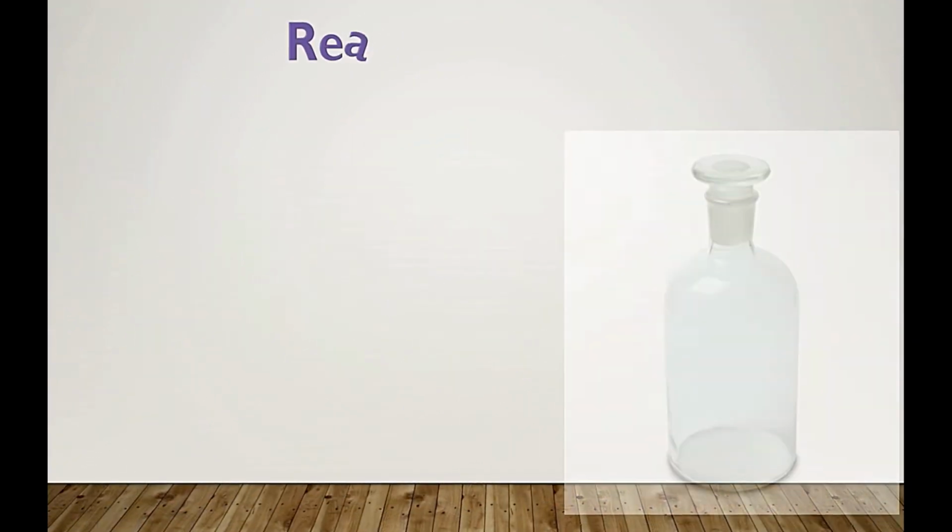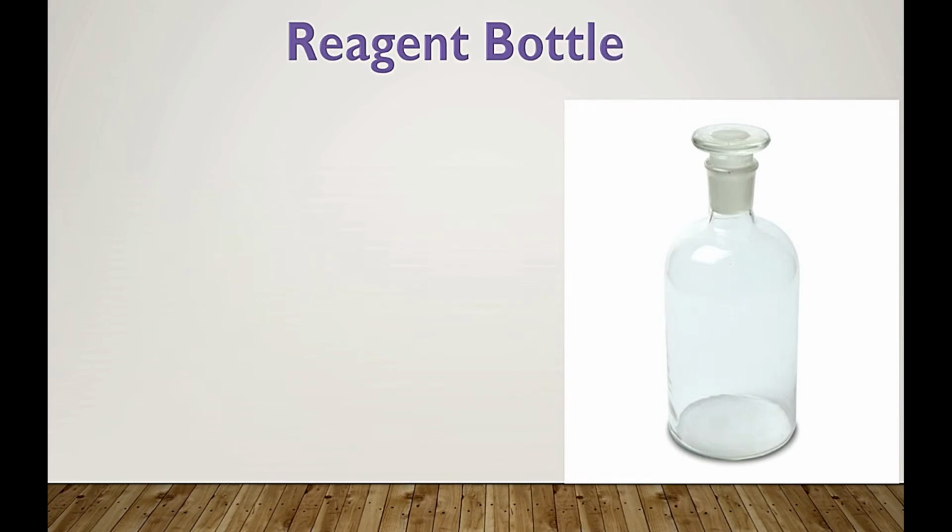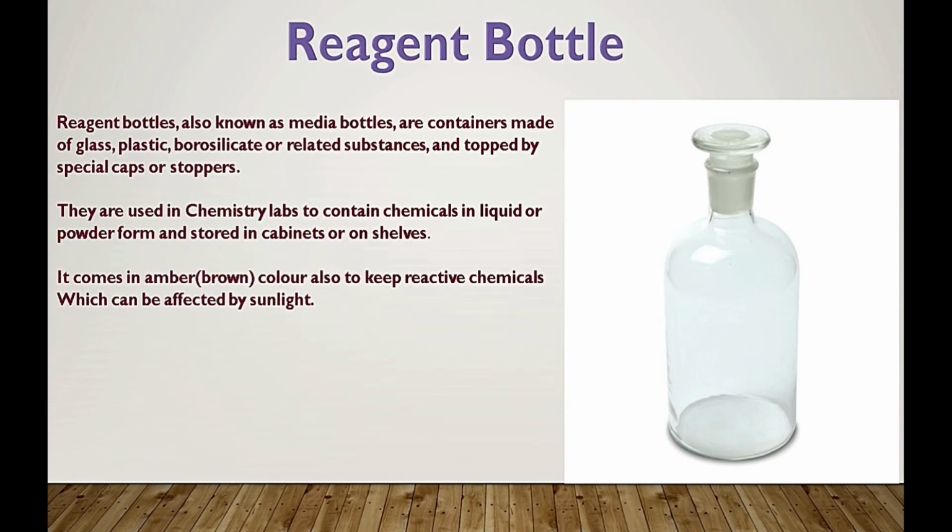The next chemical apparatus is the reagent bottle, a very important apparatus. This reagent bottle, also known as media bottle, is a container made mostly of glass and sometimes plastic or borosilicate or related substances. It comes with a stopper, special caps or stopper. They are used in chemistry lab to contain chemicals in liquid or powdered form also. It is used to store chemicals and it is kept in cabinets or shelves in chemistry lab.